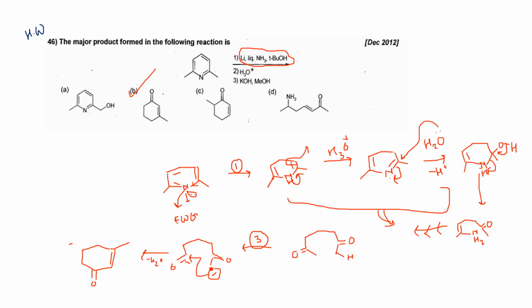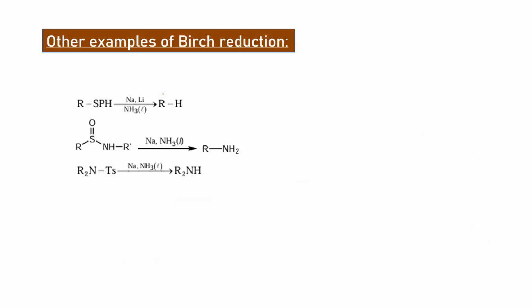Understood? So this was our homework. Let's go to the next. These are some other examples of Birch reduction. It doesn't come to the exam much, but for an idea of what will happen if we add sodium or lithium and liquid ammonia into these substrates. So I have shown these examples.